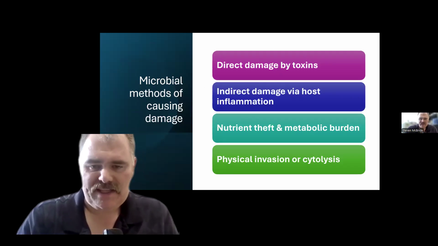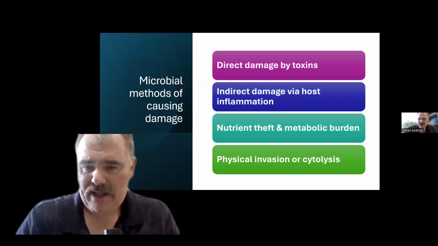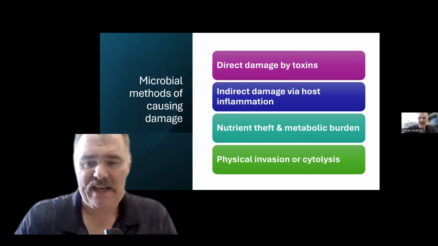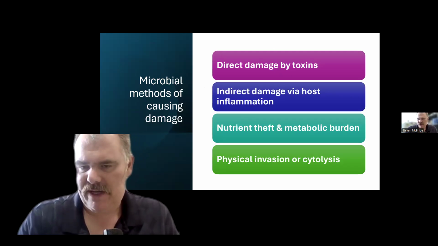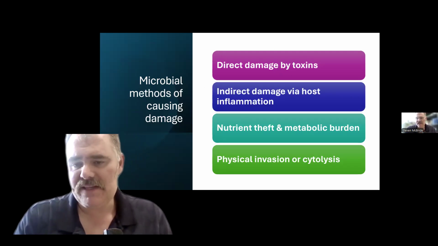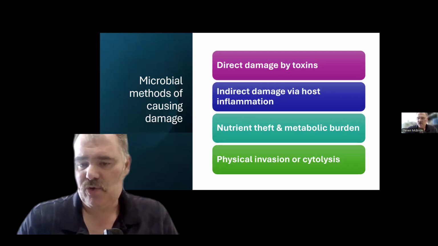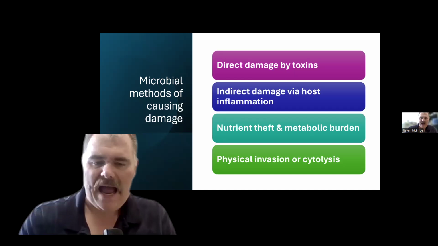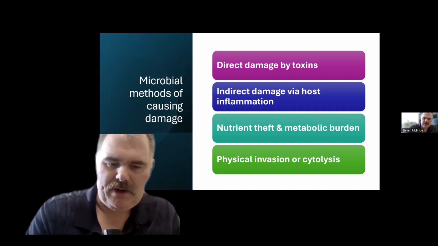Pathogens can damage hosts in several ways. Some produce toxins that directly interfere with cellular processes. Some trigger inflammatory responses that inadvertently damage healthy tissues. And some compete with host cells for nutrients. Others physically invade tissues and destroy cells during growth and spread. Today, we're going to focus on toxins that are being produced specifically.